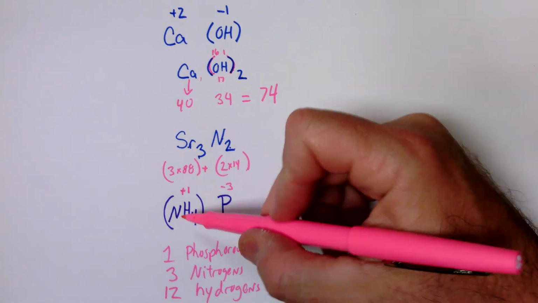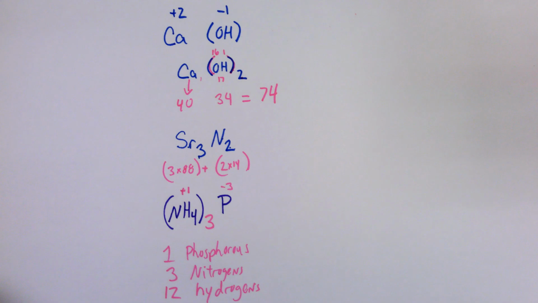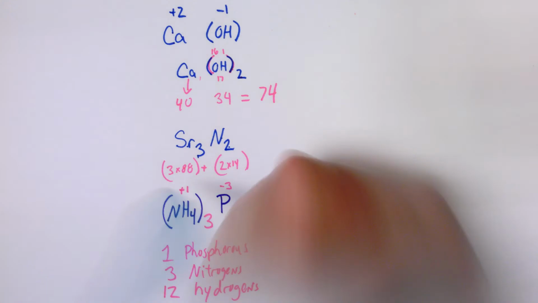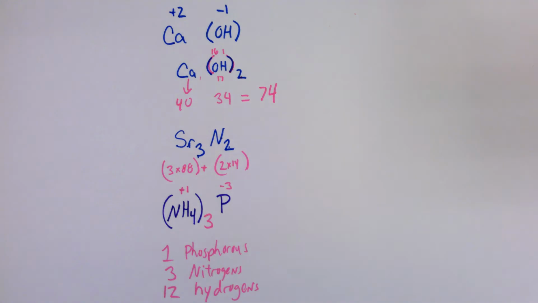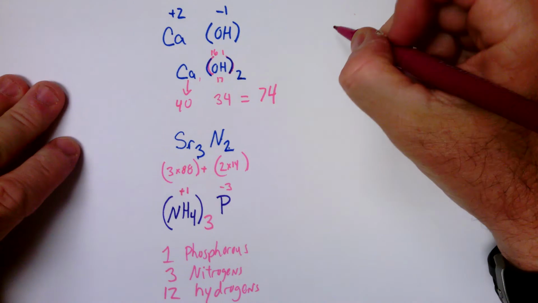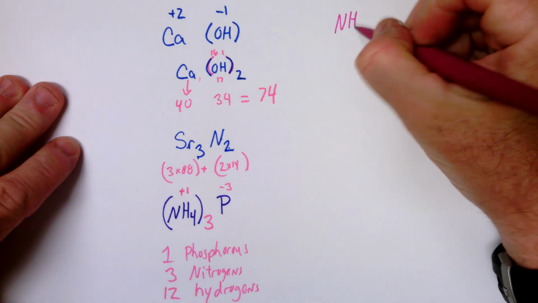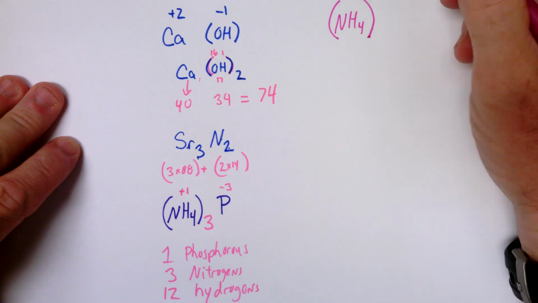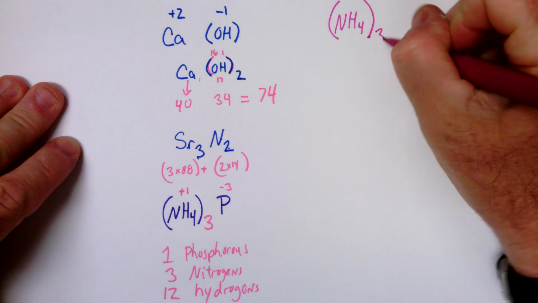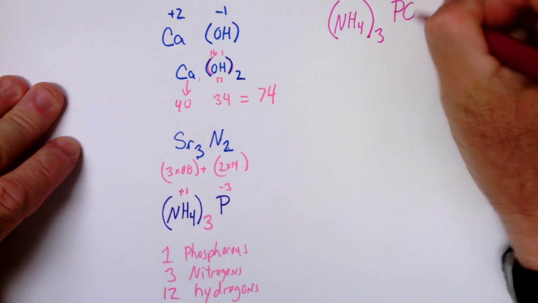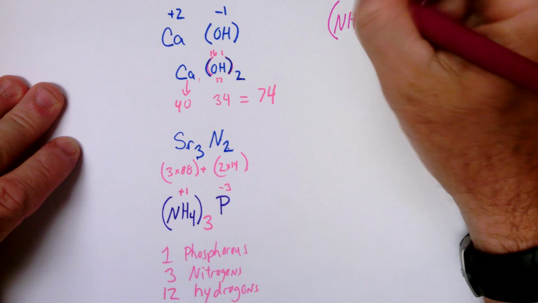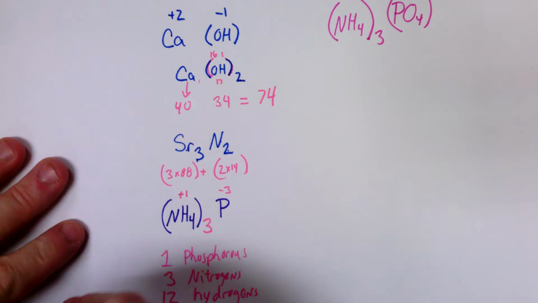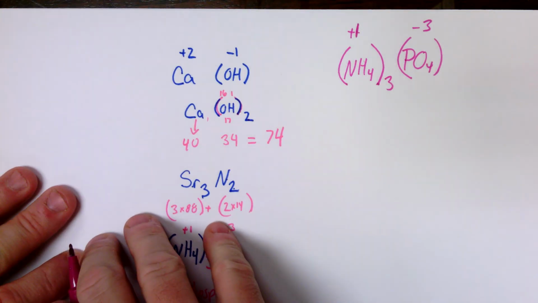So the harder part comes in when we have these polyatomic ions. And you have to remember that my subscript tells me how many of what I have in the parentheses. Let's take a look at another one. I like ammonium, it's good. Let's do ammonium phosphate. So now, how many of each atom do we have?